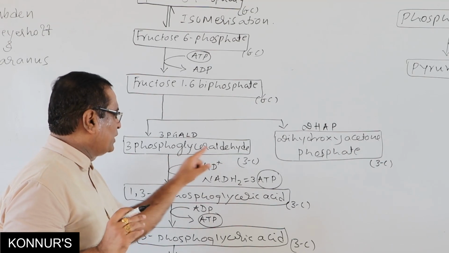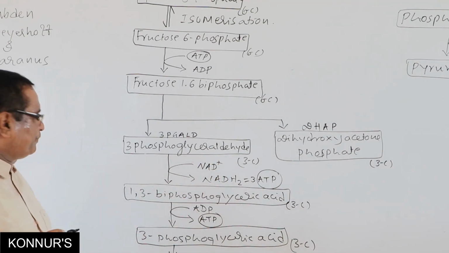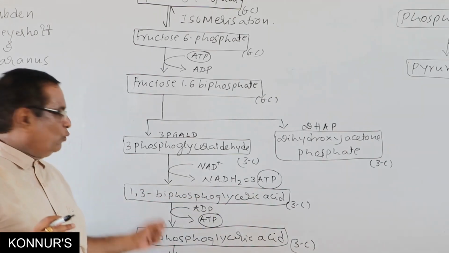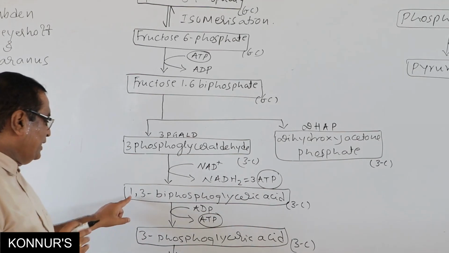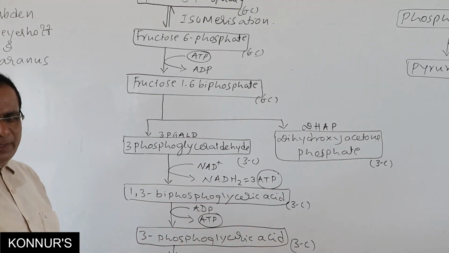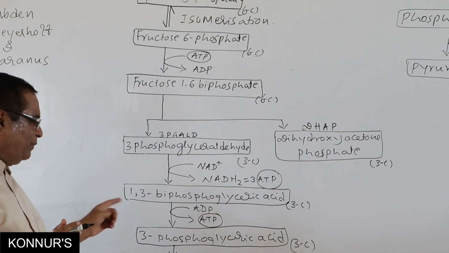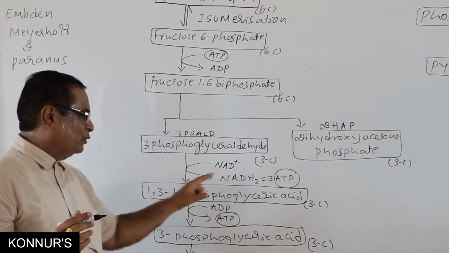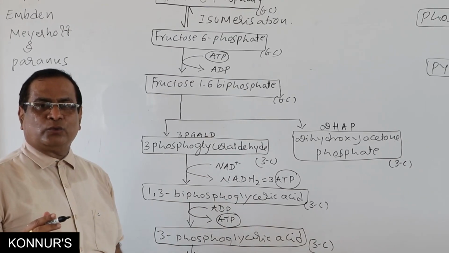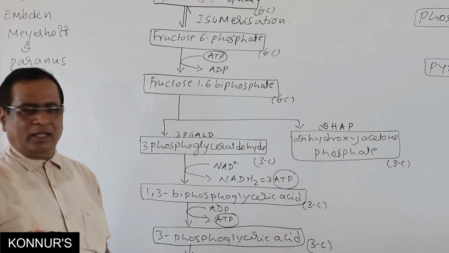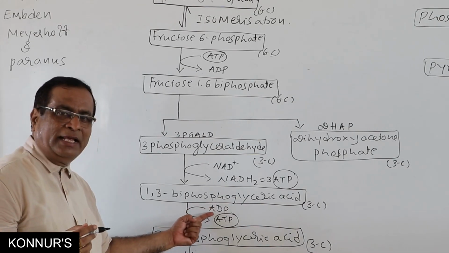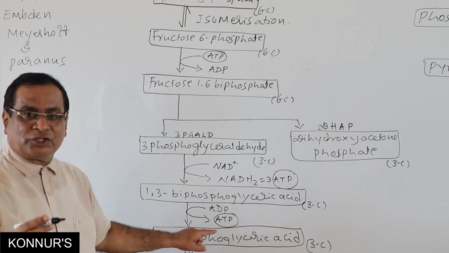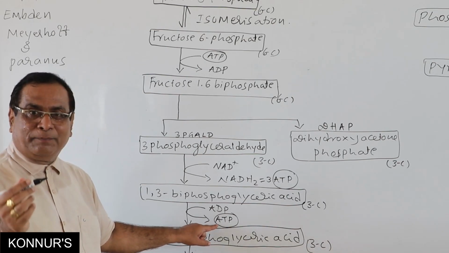And now 3-phosphoglyceraldehyde becomes 1,3-biphosphoglyceric acid. Here 1,3 indicates 2 phosphate groups. One is present on the first carbon, the other on the third carbon. And this 1,3-biphosphoglyceric acid now loses one phosphate group. That phosphate group is received by ADP. Then ADP becomes ATP. Here is the generation of one ATP.